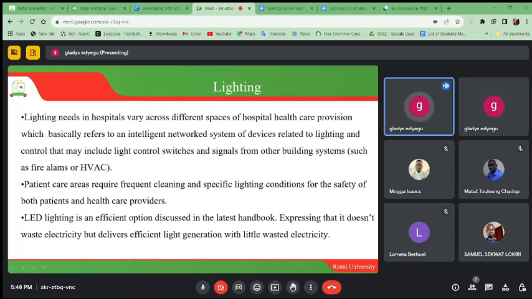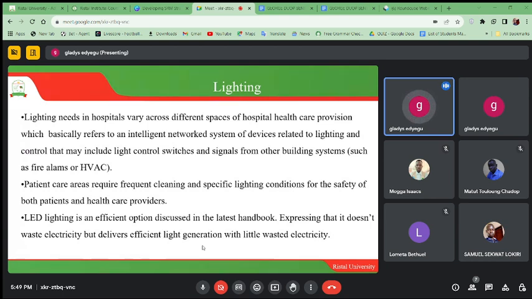And the LED lighting is actually said to be an efficient option that has been discussed by the latest handbooks. They say this one helps to reduce wastage of electricity, and these ones are just like bulbs, which are more of electric savers, and they're able to deliver efficient light generation with little wastage of electricity. So they don't waste electricity. They are more of energy savers, this LED lighting.